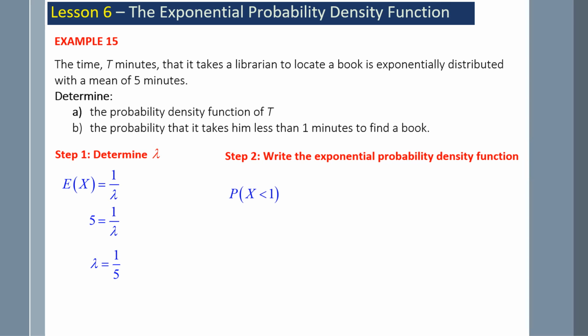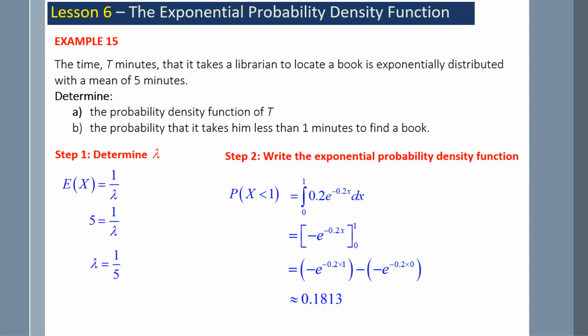The probability that X is less than 1 minute is given by the definite integral where our value for lambda is 1/5 or 0.2. Our lower and upper limits are 0 and 1. If we now anti-differentiate by dividing 0.2 by negative 0.2, we get negative 1 times e to the negative 0.2x. We substitute in our lower and upper boundaries. The probability that we're going to wait less than 1 minute is 0.1813, which is about 18.13%.